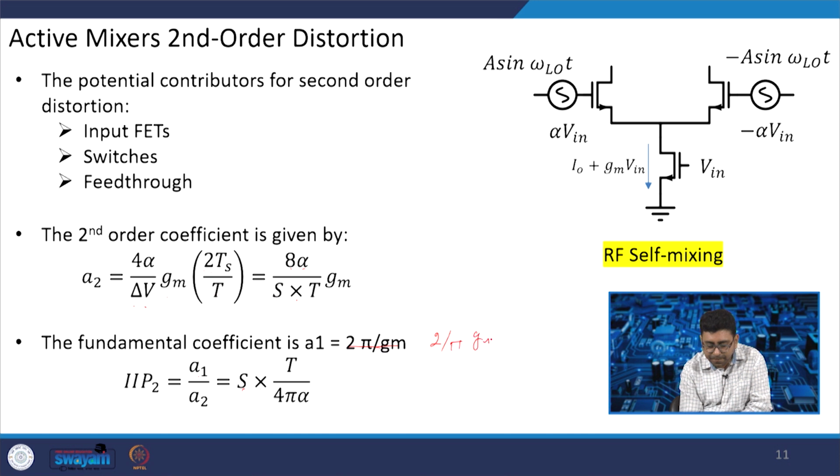If we consider A1 as the fundamental 2 by pi Gm, and then this 8 alpha into S cross T, what we will get is S into T by 4 pi into alpha. What it says is that this coefficient alpha is important here. If we have less feed through alpha, we can have a better IIP2 performance, because if we can reduce the amount of feed through, then we can improve the linearity of the mixer.